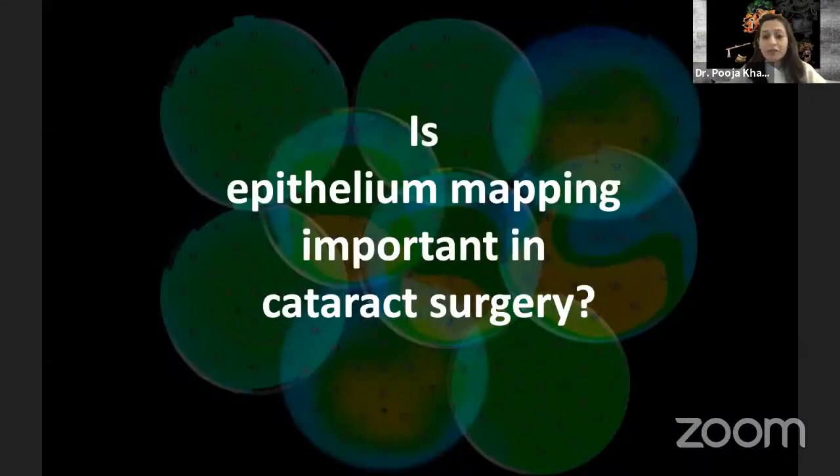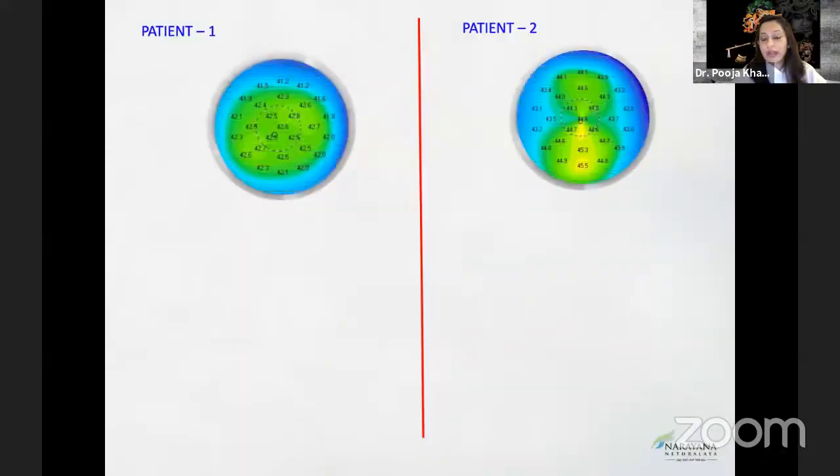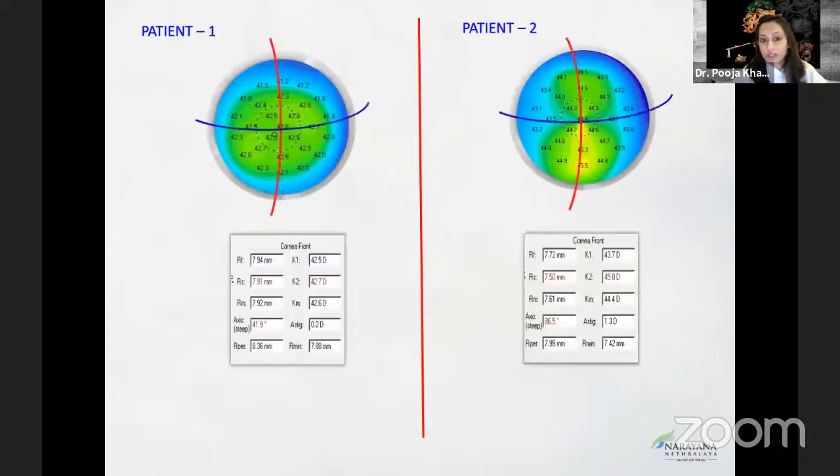Now, Mahipal sir and Rohit sir have already spoken about the OCT-based topographers. So I just want to give a small example here about the role of epithelial mapping in cataract surgery. It's still emerging, but I'm sure that is going to be a future, because as we are emerging a lot into premium IOLs, we would have to look at these small changes as well.